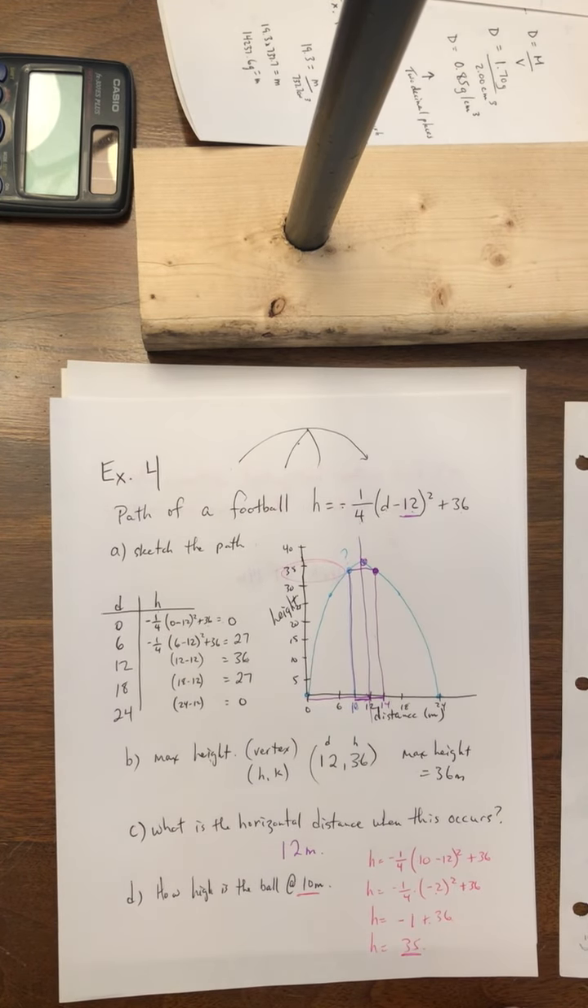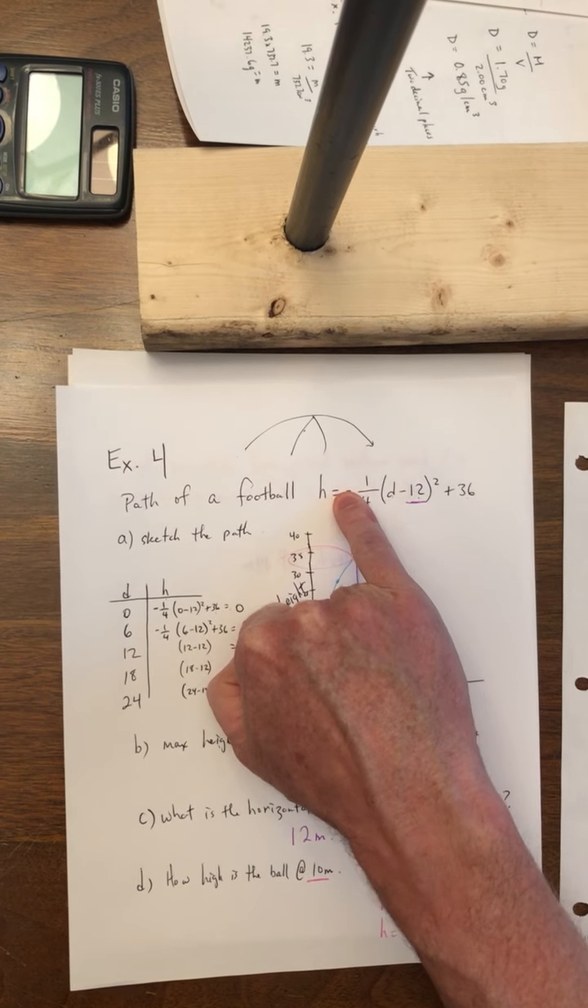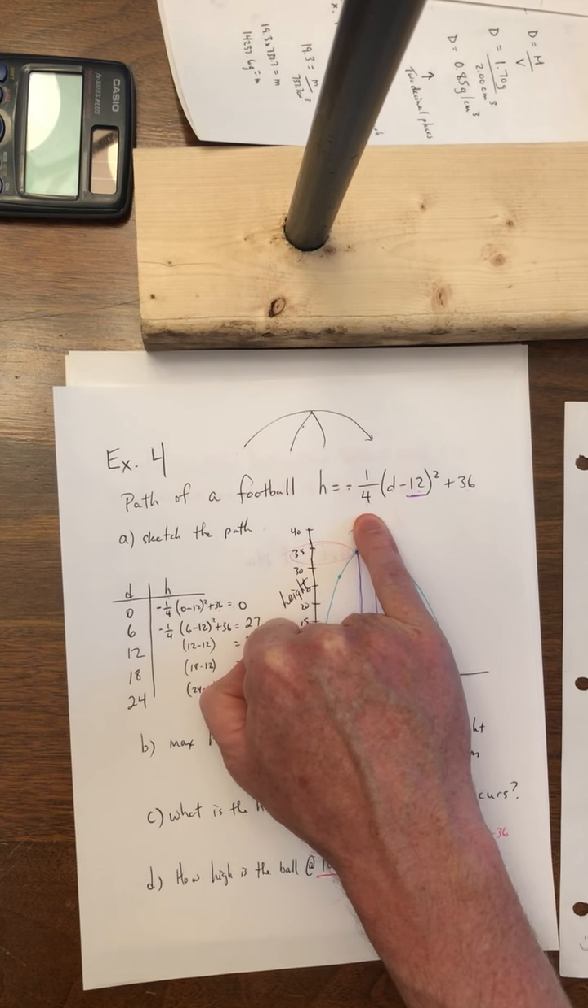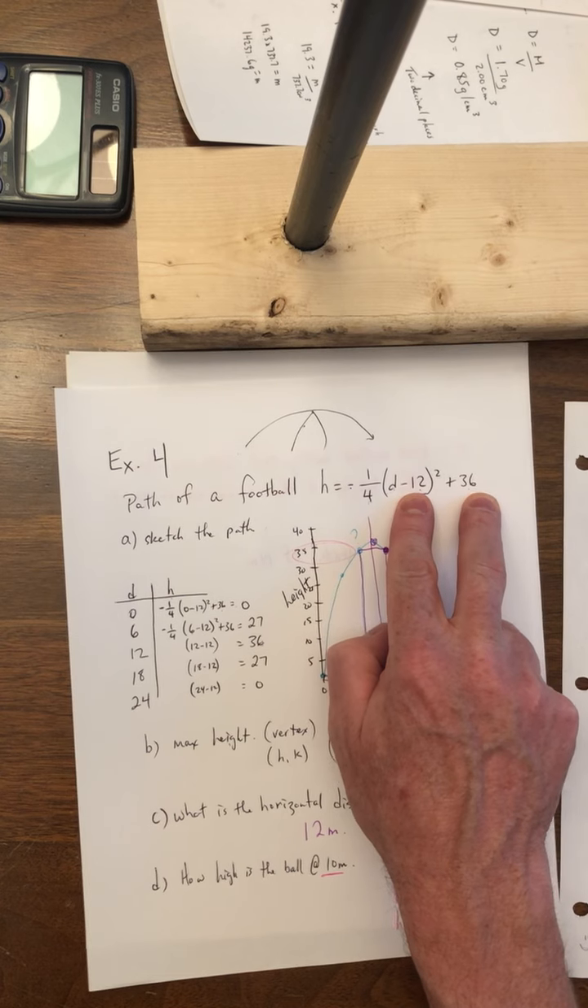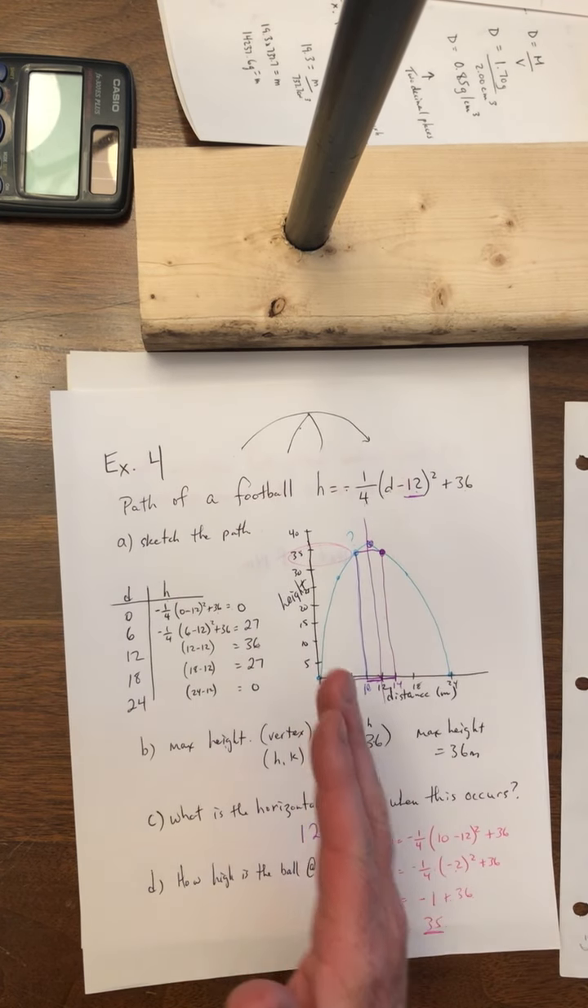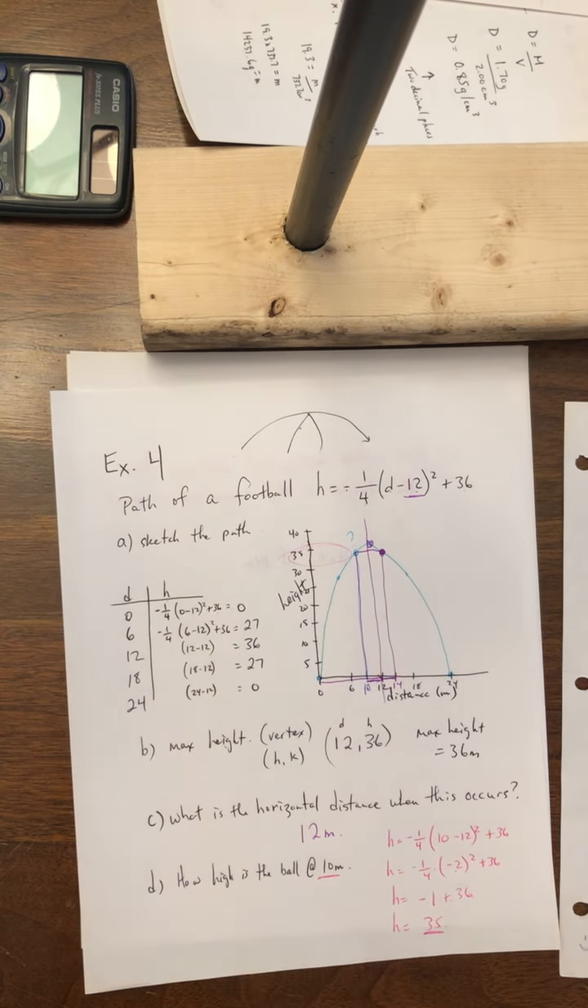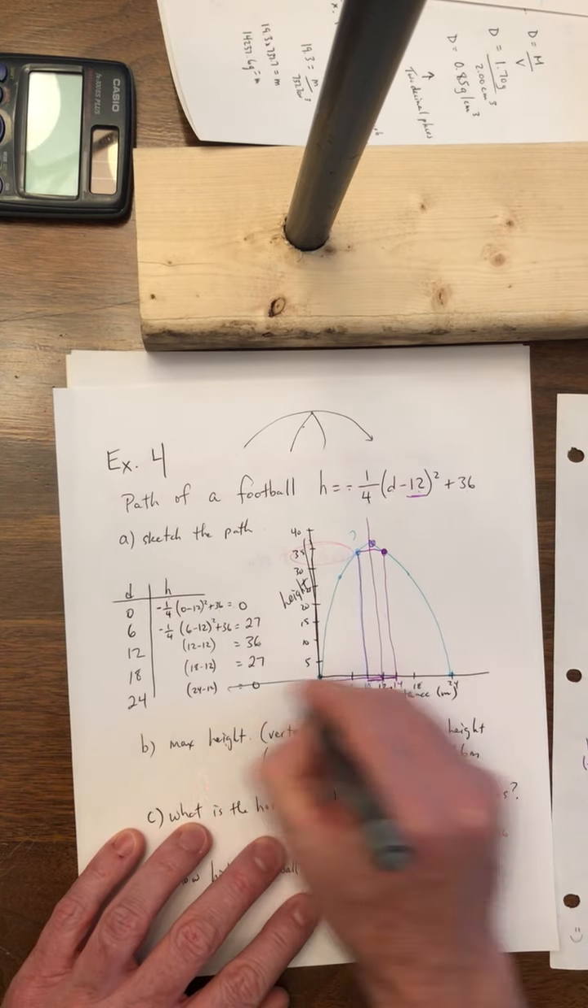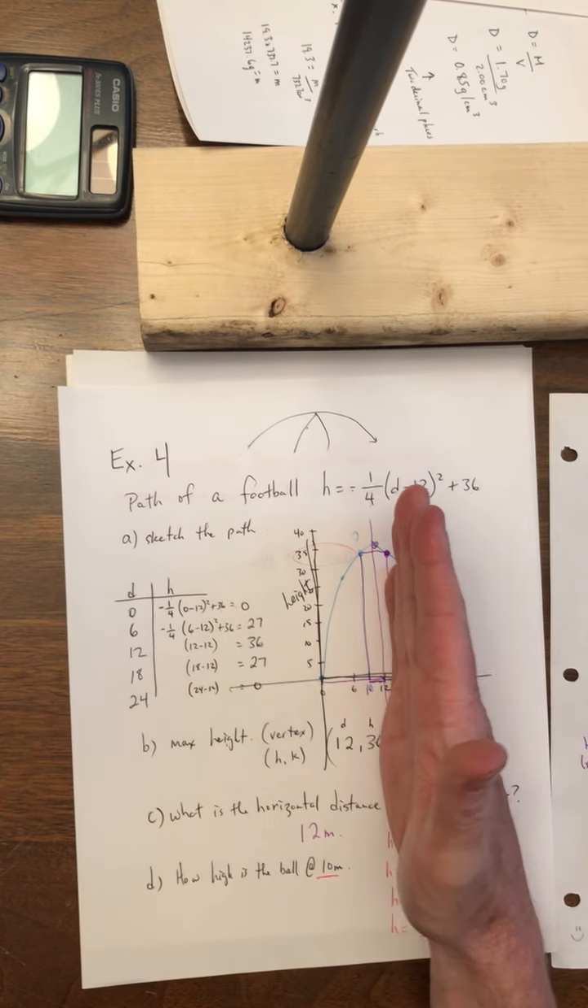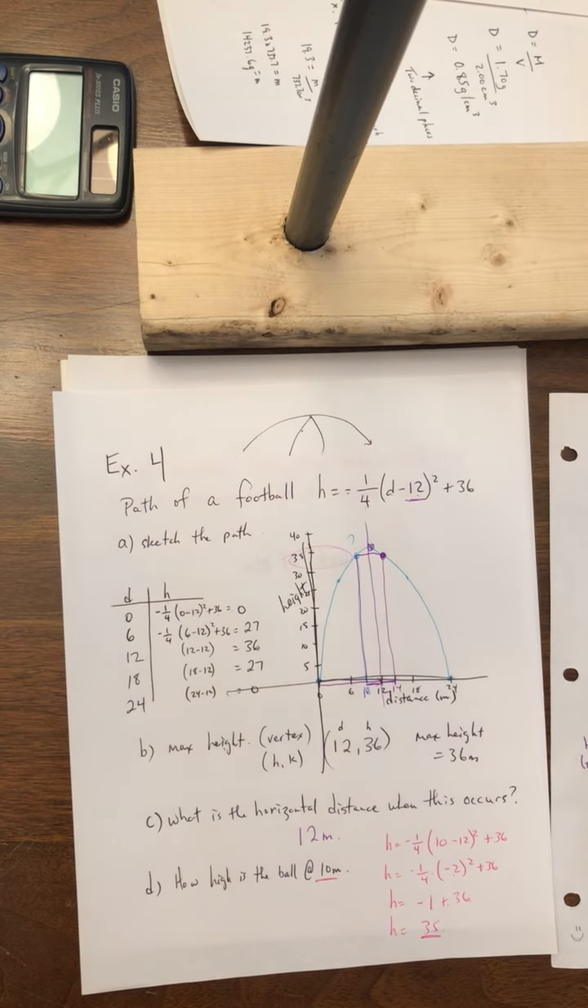So right away, opening downwards, wider than normal, vertex is up at (12, 36). So it shifted on our Cartesian plane. That tells me that it shifted over right and it shifted up. And I can begin to visualize that.